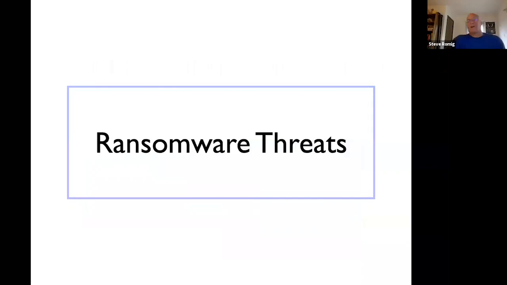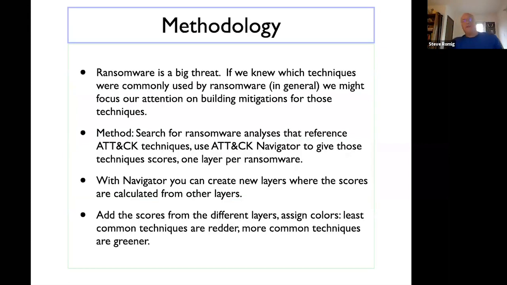So I want to do some exploration of different ways of using the MITRE ATT&CK framework to visualize things. And I want to start with ransomware threats. It's a huge threat. The basic idea is that if we can look for analyses of ransomware that map things back to MITRE ATT&CK techniques like we just saw, we can use ATT&CK Navigator to create depictions of this.